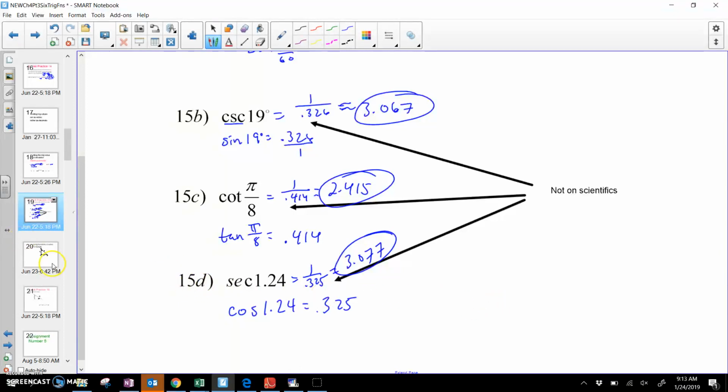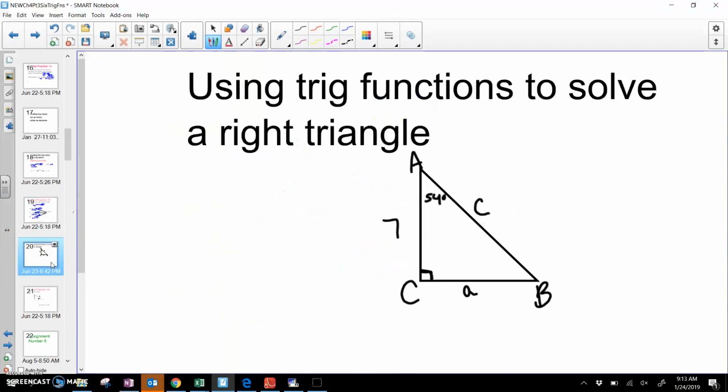Last but not least, we need to make sure we know how to solve for things in a triangle. And this goes back to using SOHCAHTOA, so using trig functions to solve a right triangle. Solving a right triangle actually means find all 3 sides and all 3 angles. So if I ask you to solve, that's the biggest thing. If you're solving the whole triangle, you find all 3 sides and all 3 angles.